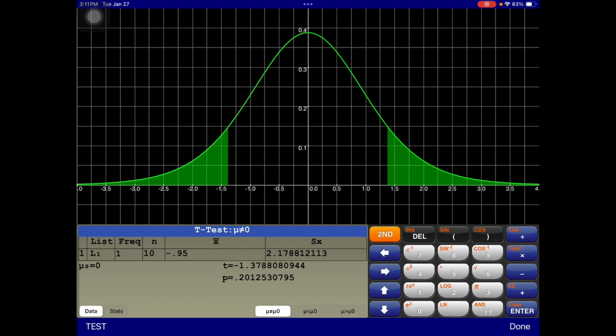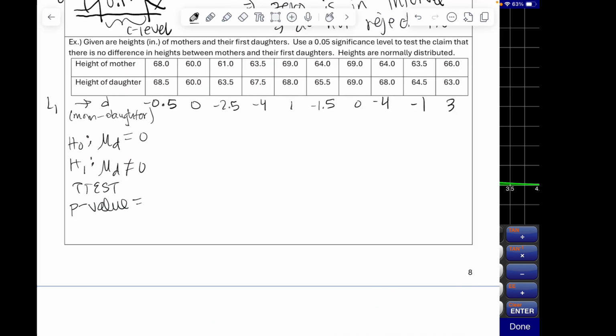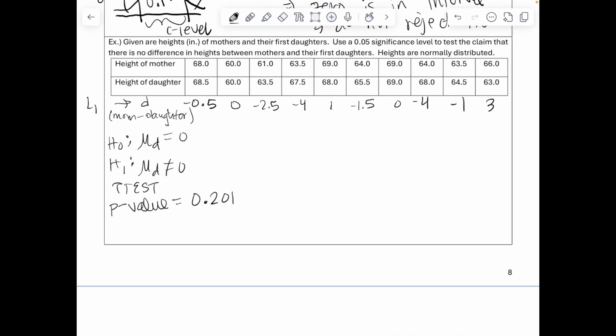And then your alternative hypothesis needs to be a not equals to, and then you should see your p-value on there. From the graphing calculator, we get a p-value equal to 0.2013, which is greater than alpha, which was 0.05. And so because of this, we do not reject H naught.